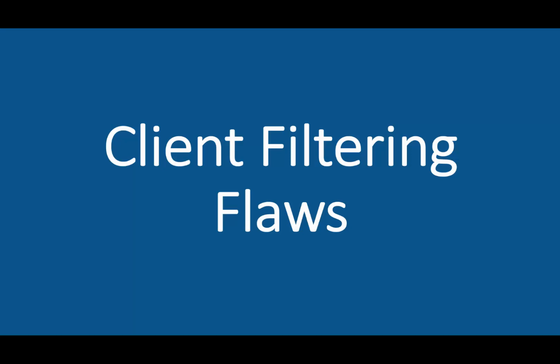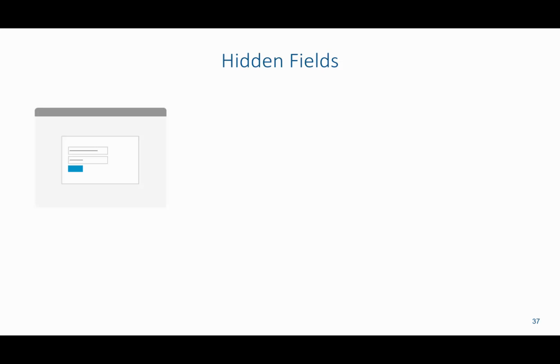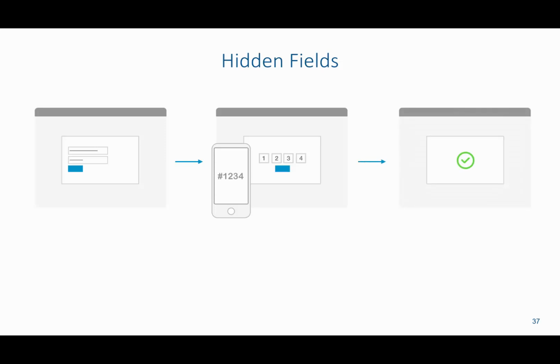In this video, we're going to cover client filtering flaws as it relates to application security. So we're all familiar with logging into a web application, receiving a code via a mobile device, entering that code, and then being permitted access into the system. This is an example of multi-factor authentication.